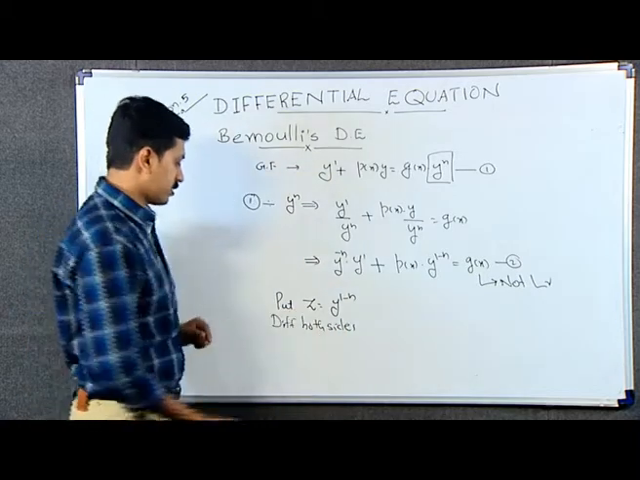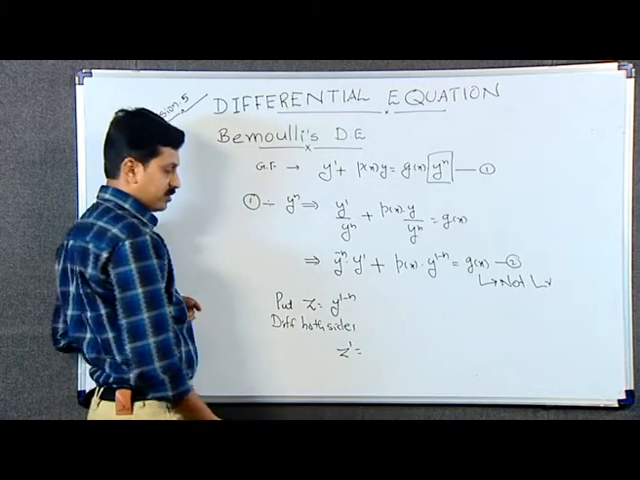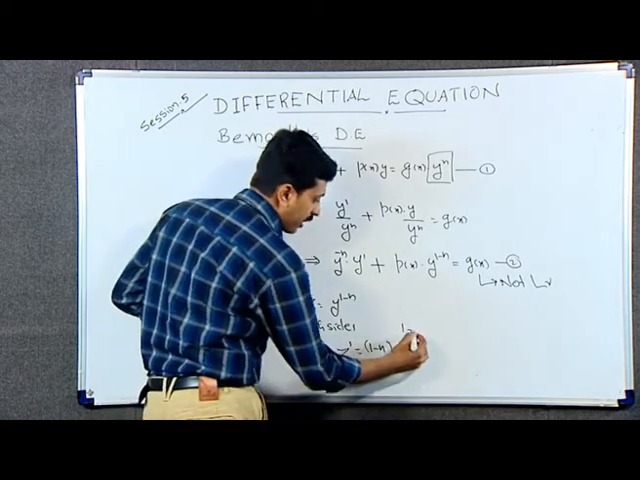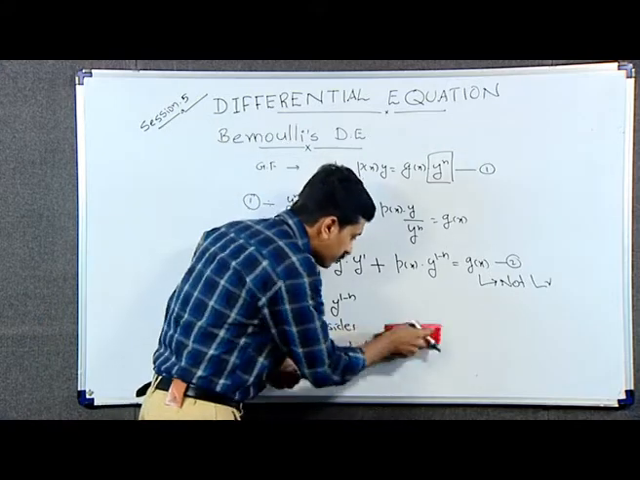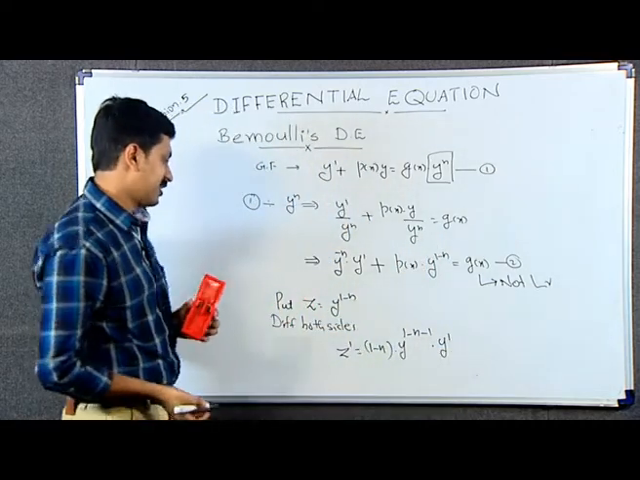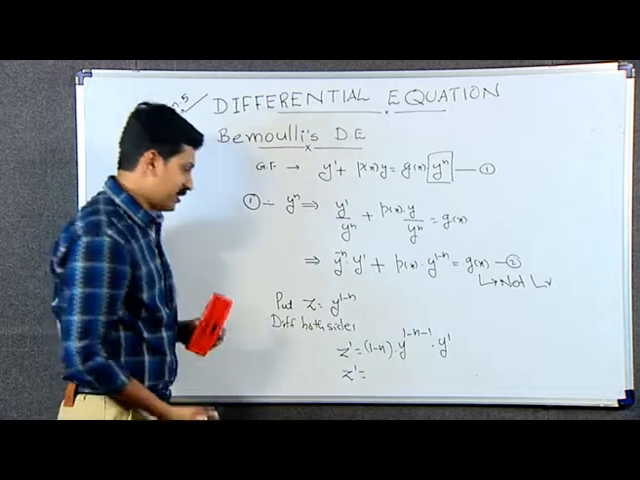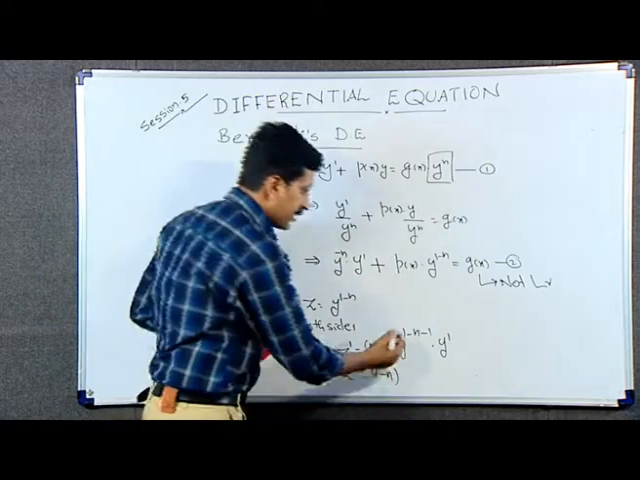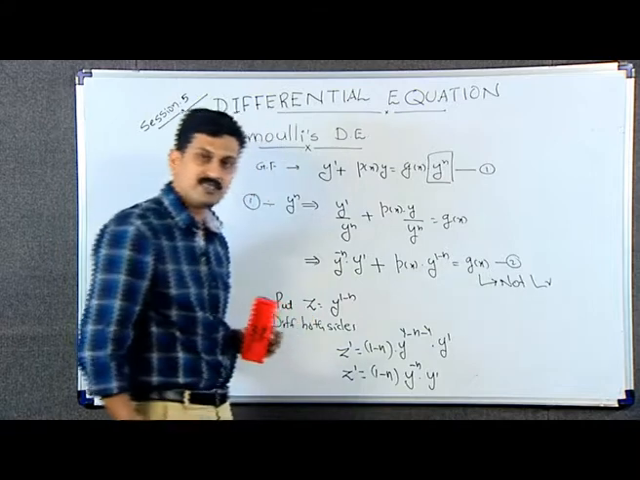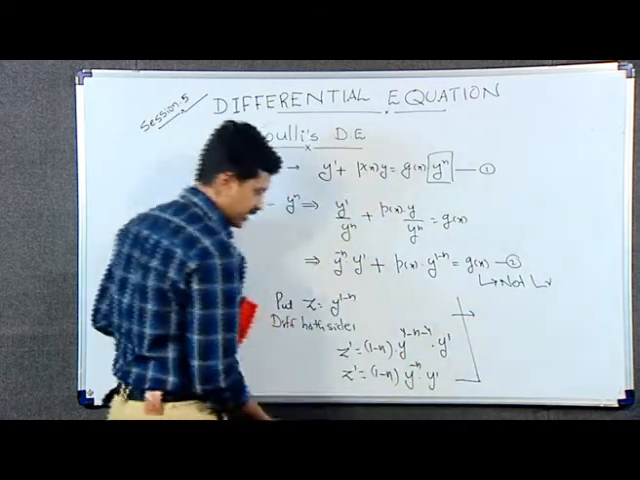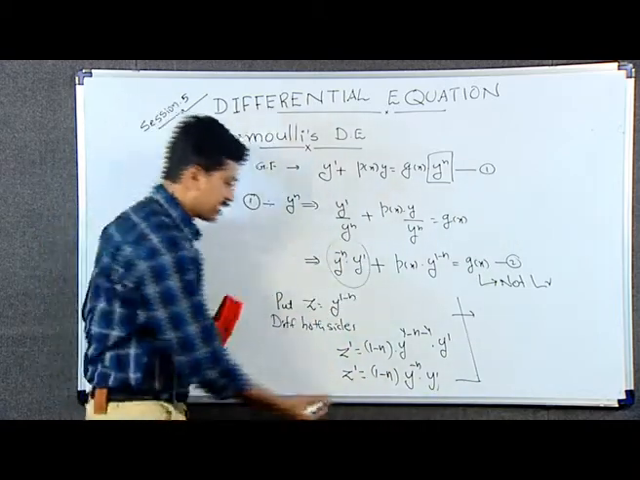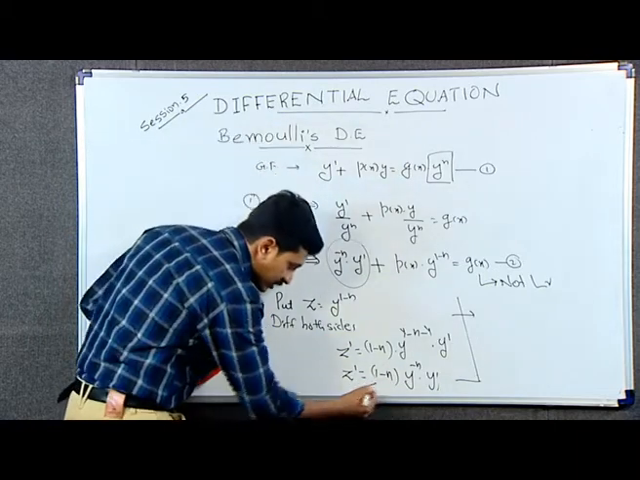While differentiating on both sides, we will have z dash is equal to the derivative of y raised to 1 minus n, that is equal to 1 minus n into y raised to 1 minus n minus 1 into the derivative of y, that is y dash. That is, z dash is equal to 1 minus n into y raised to plus 1 and minus 1 will go, y raised to minus n into y dash. From here we can understand that the first term is y raised to minus n into y dash. The extra factor is 1 minus n only.